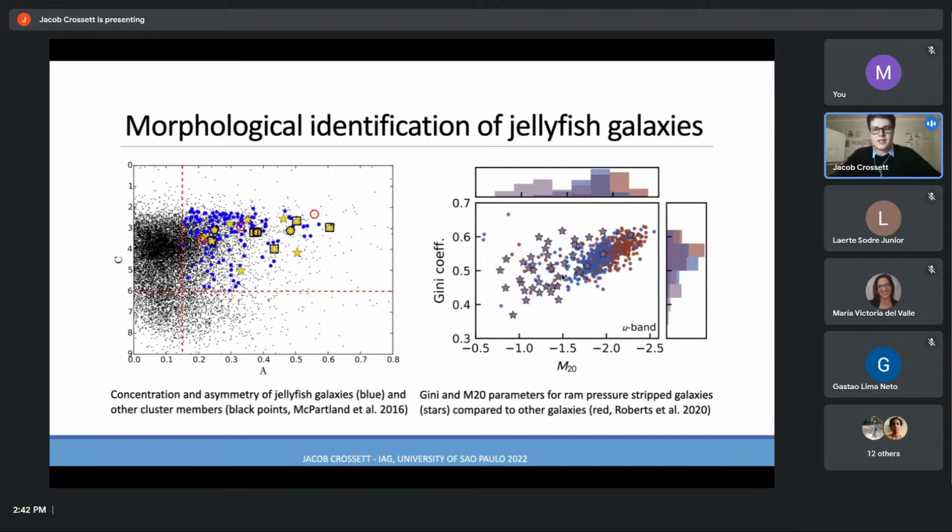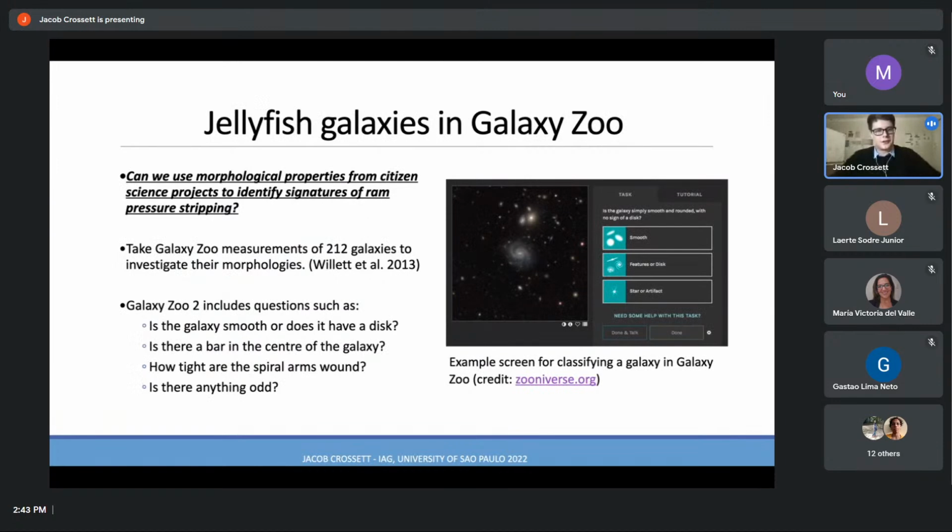2020, we see that the Gini and M20 coefficients of the stars, which are the jellyfish galaxies, tend to lie to one side. But these are still very scattered and often can confuse jellyfish galaxies with mergers and tidal interactions. So we need to see if we can find some other morphological proxies. And the one I'm interested in is using Galaxy Zoo. The question I'm asking is, can we use morphological properties from citizen science projects to identify signatures of RAM pressure stripping?